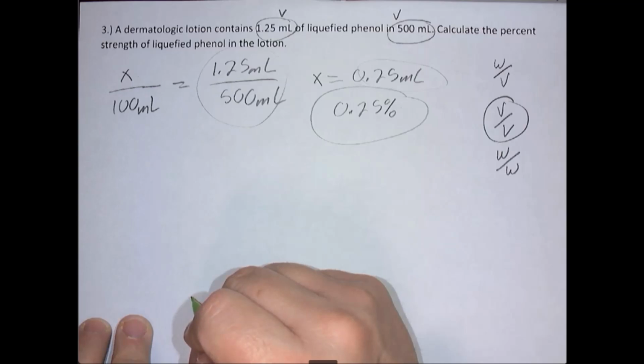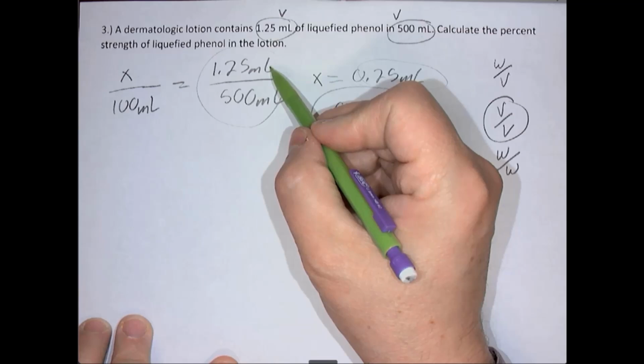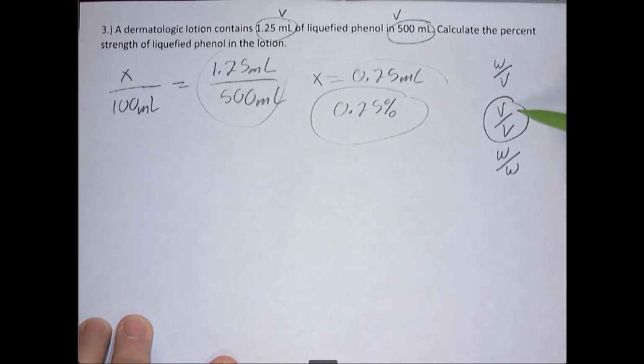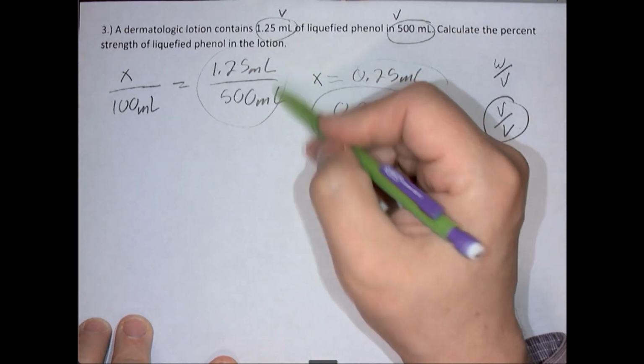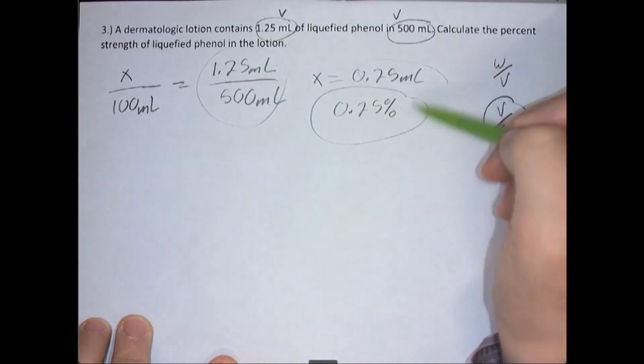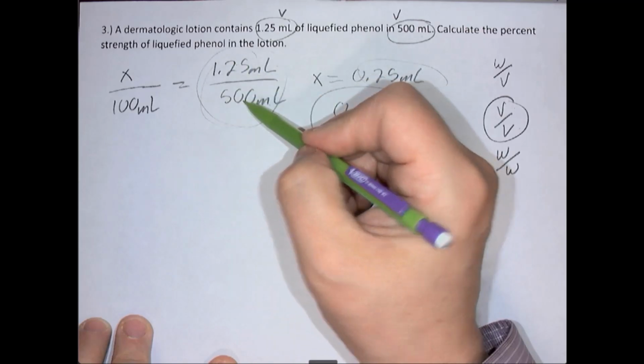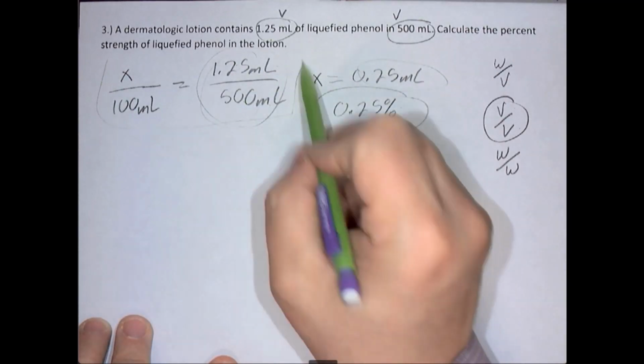And as mentioned before, this is already the appropriate units for a volume to volume concentration, milliliters over milliliters. Once it's like this, to get to your answer, you're just converting this fraction to percent: numerator divided by denominator times 100. But again, this is the concept right here.